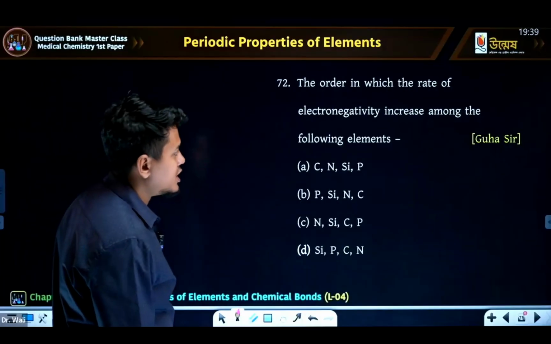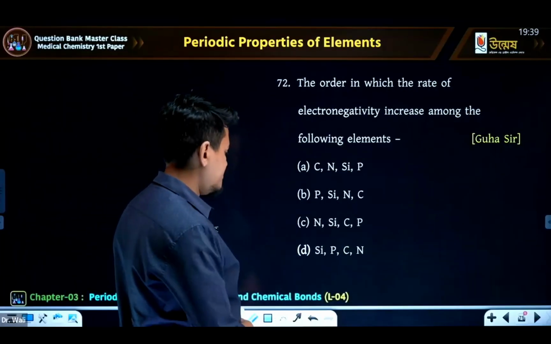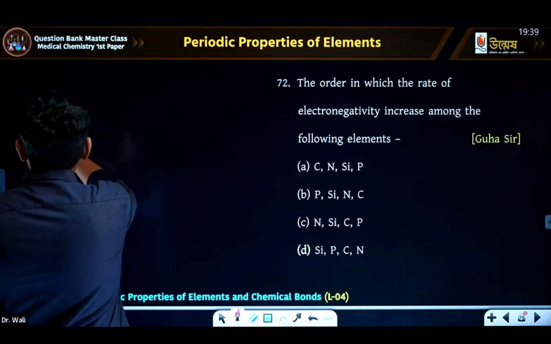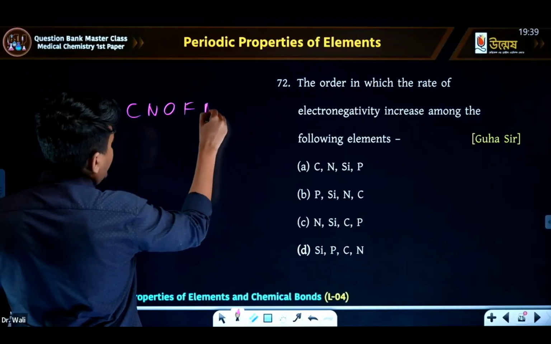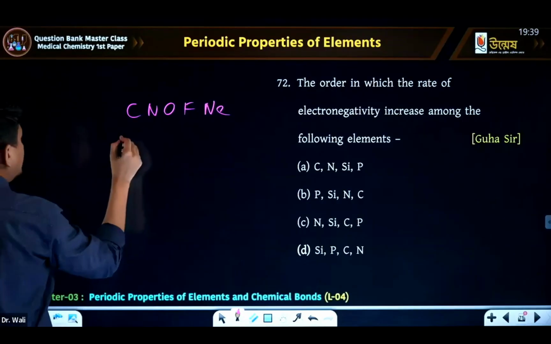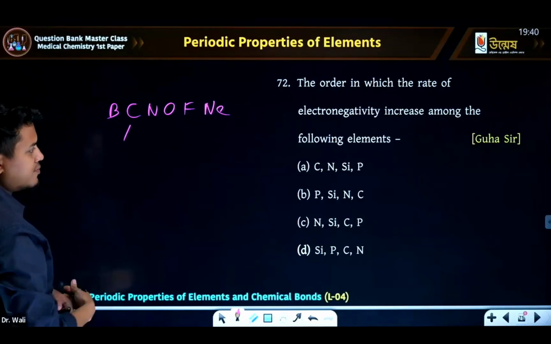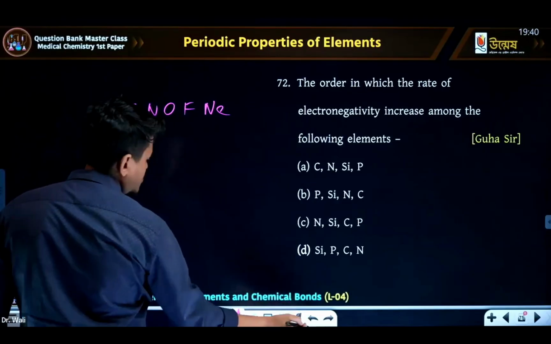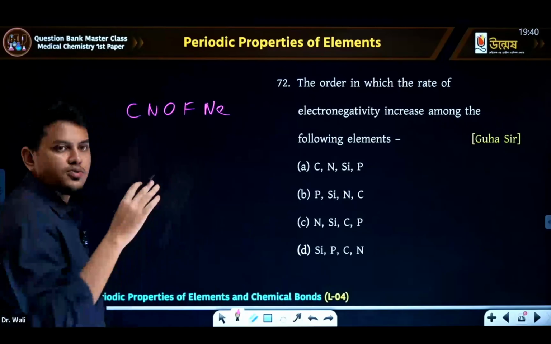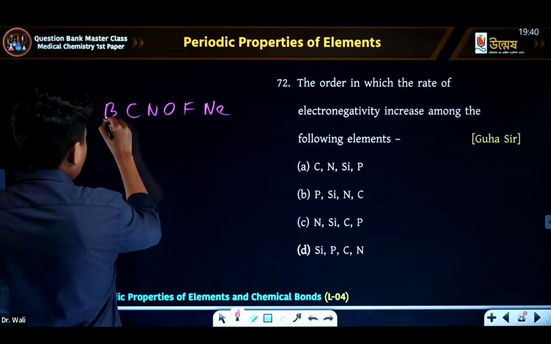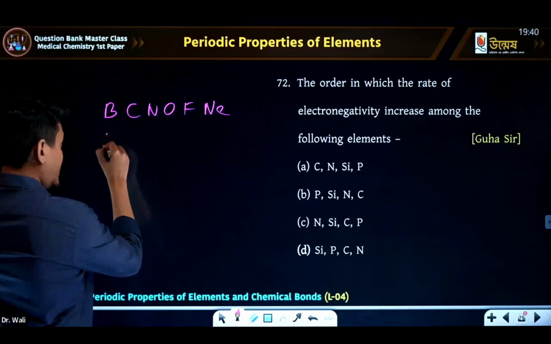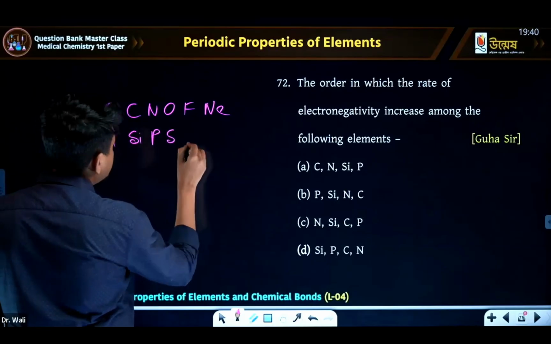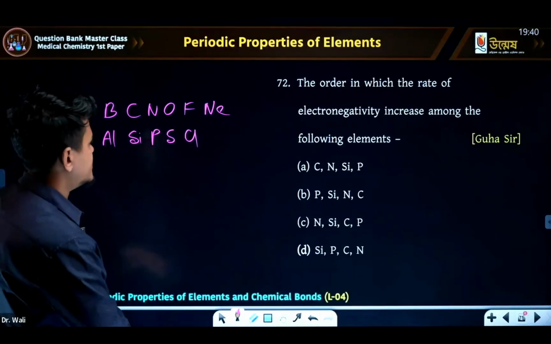The order in which the rate of electronegativity increases among the following elements. Okay. Now these are all from the same group. Is it? Let's find out. C, N, O, F, Ne. Okay, and after that we get from boron, we should write from boron, carbon, nitrogen, then we get aluminium. We should try to recall at least atomic numbers 1 to 30 serially. In this way, we can easily answer this type of question. Now, aluminium, silicon, phosphorus, sulfur, fluorine. I think I got all the options.